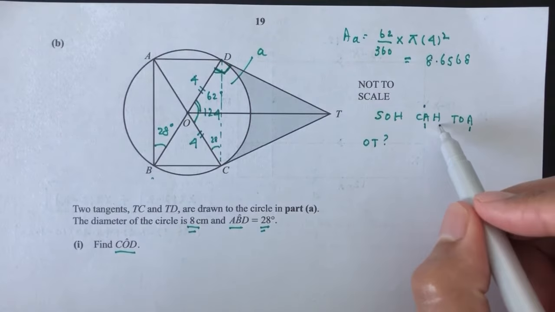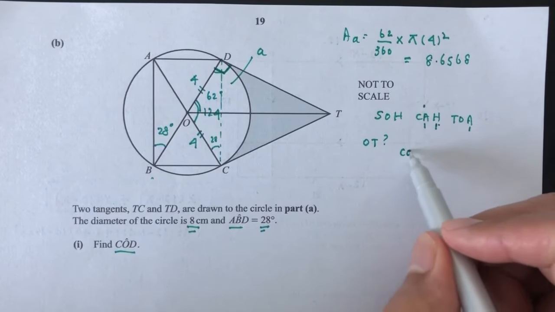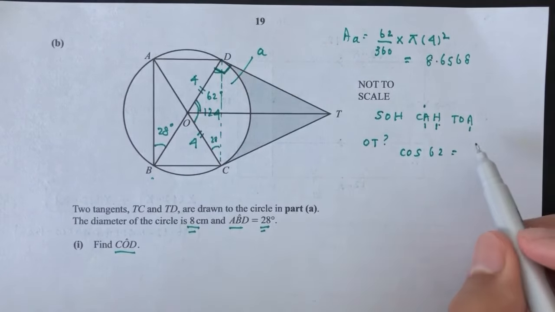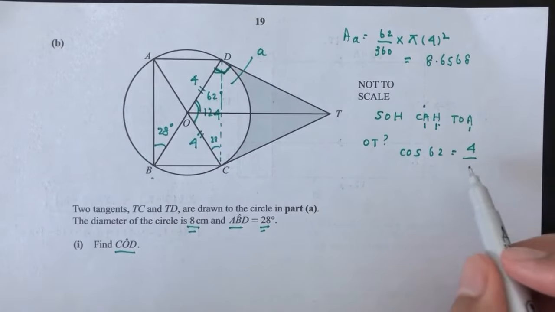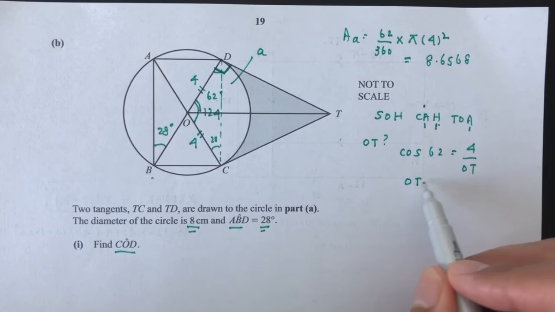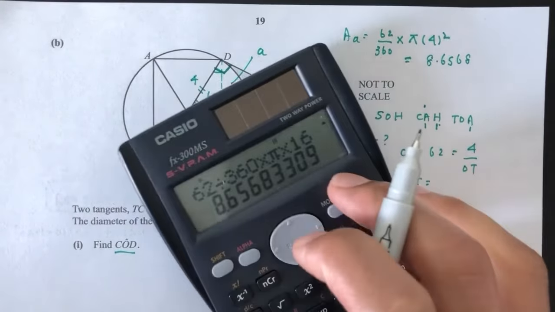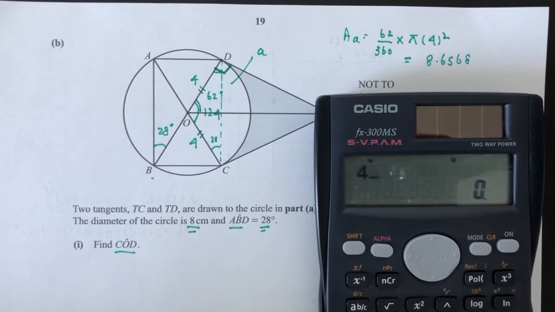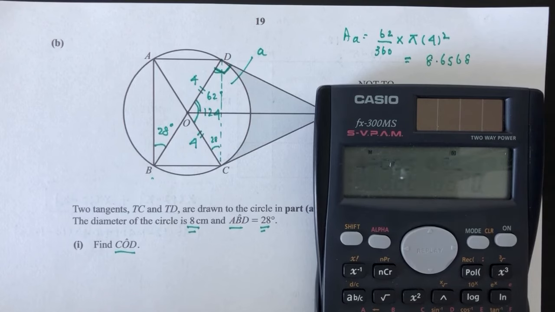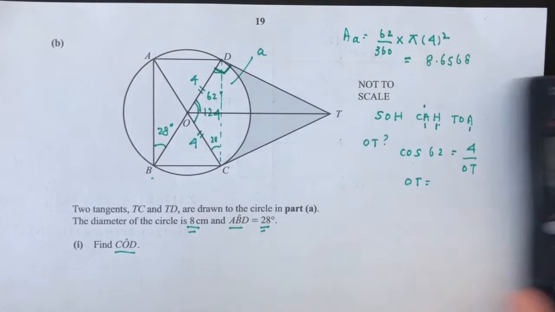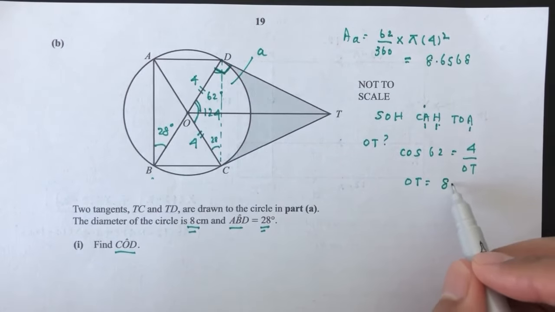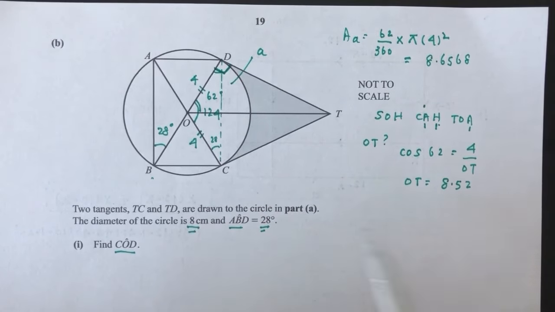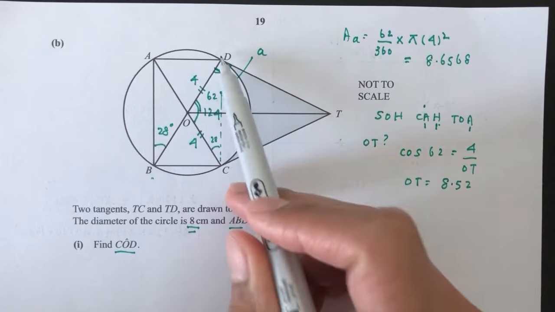We're looking for the hypotenuse, so we have to use CAH, which is cos of angle 62 equal to adjacent side, which is 4, divided by OT. So OT will be 4 divided by cos 62. So 4 divided by cos 62, that will be 8.52. So the length of OT will be 8.52. So how do you find the area of the triangle ODT?